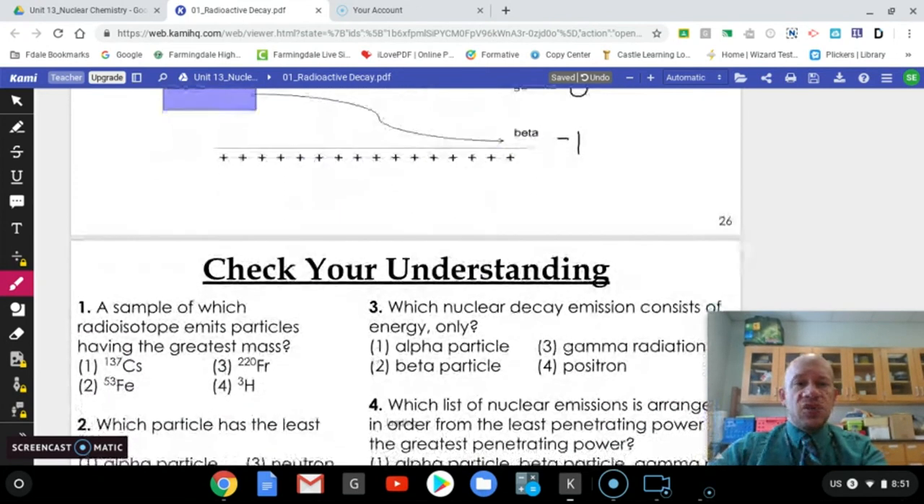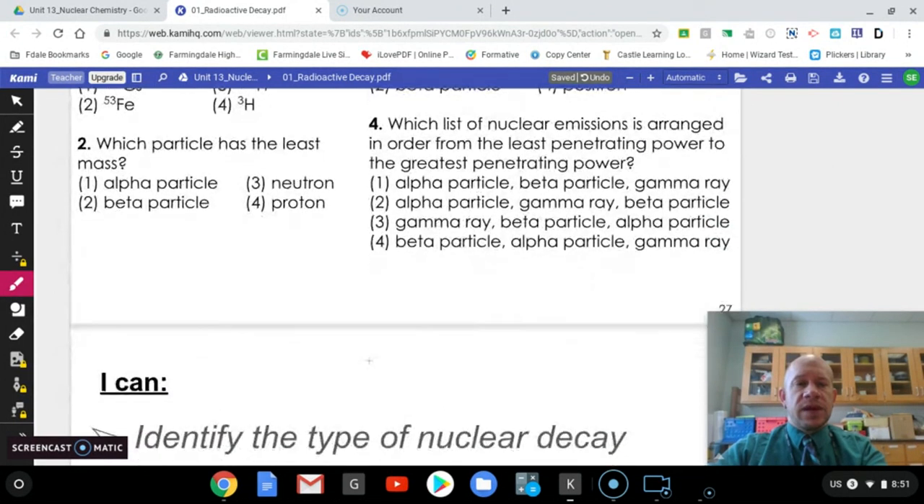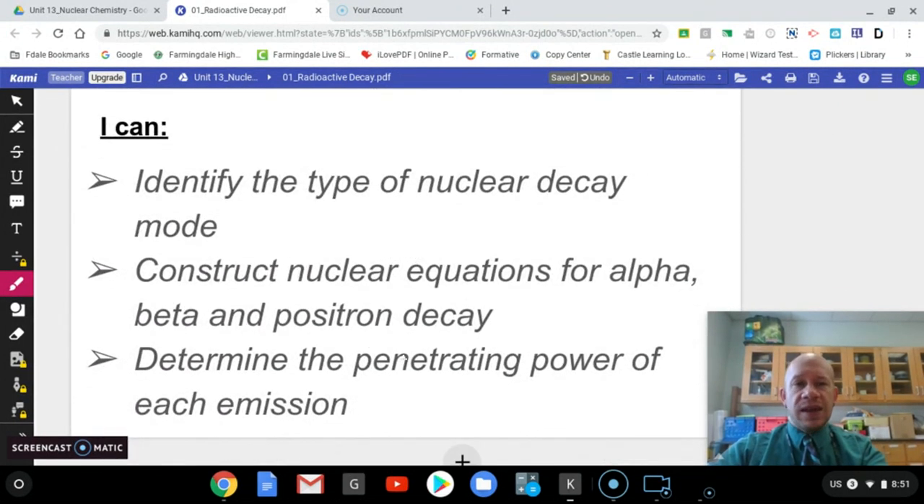All right, so check your understanding. And now you can identify the type of nuclear decay mode. You can construct nuclear equations for alpha, beta, and positron decay, and you can determine the penetrating power of each emission.